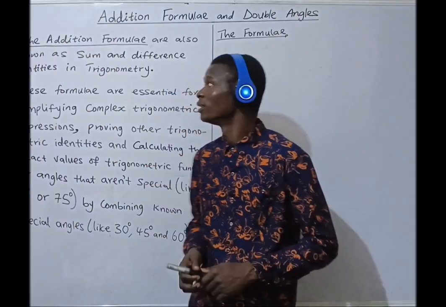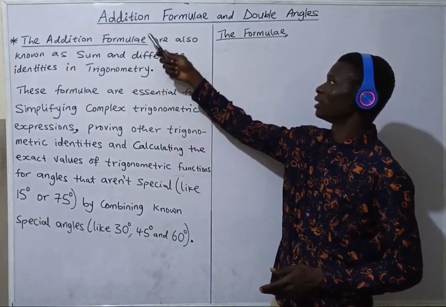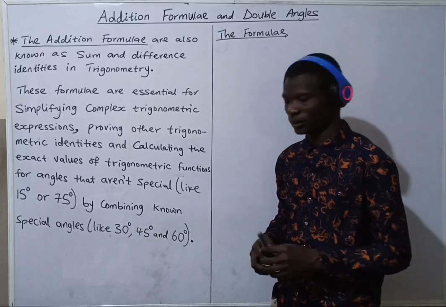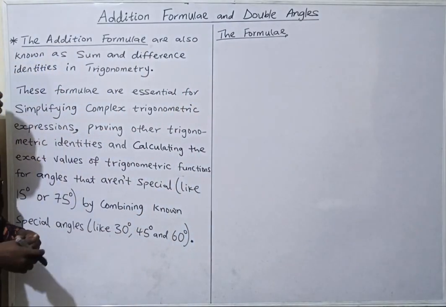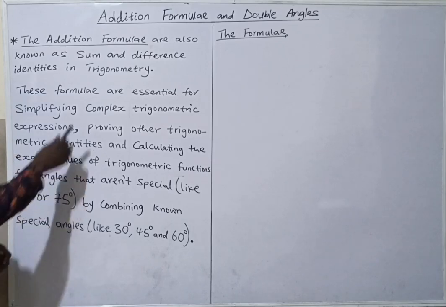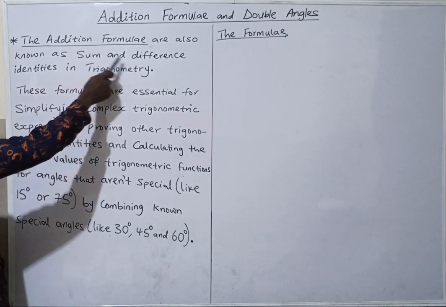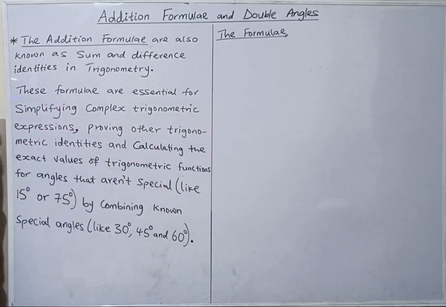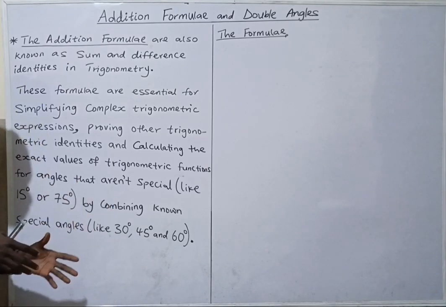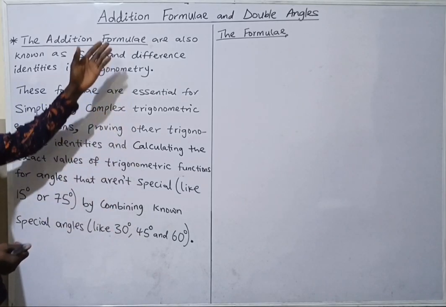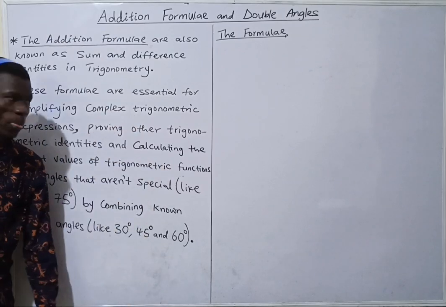Hello there. Today we are focusing on the addition formulae and double angles. Very quickly, the addition formulae. These are also known as sum and difference identities in trigonometry. The sum identities and the difference identities combined together are called the addition formulae.